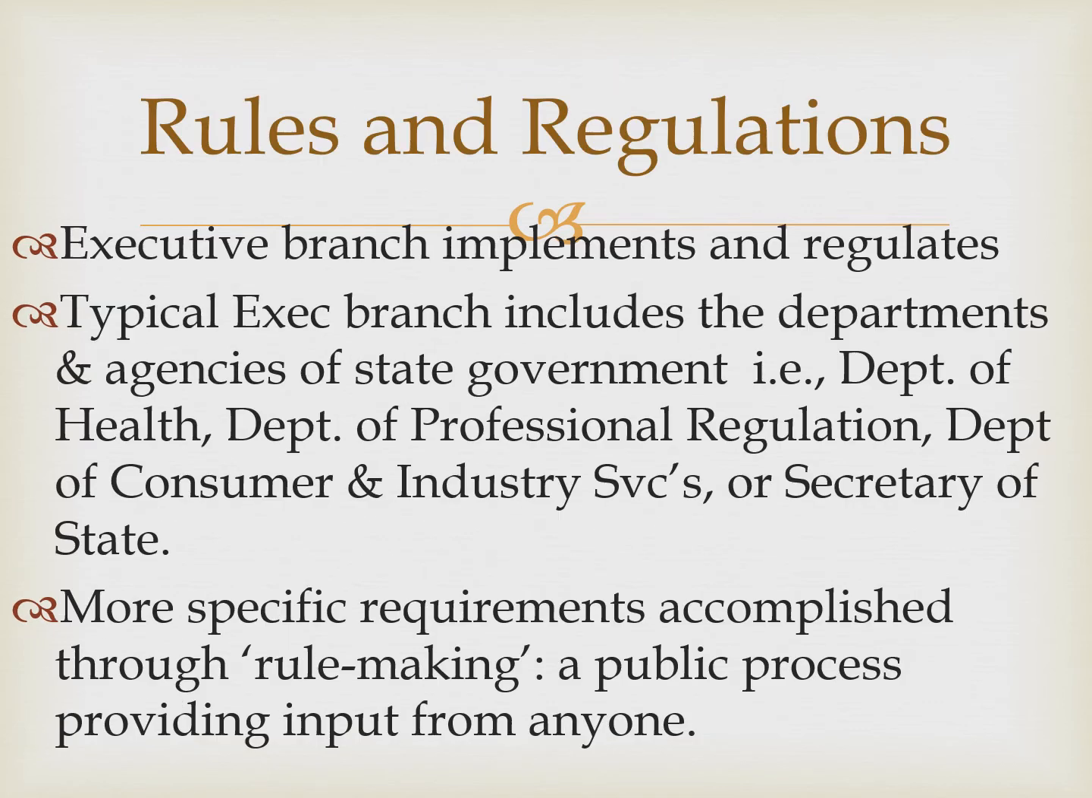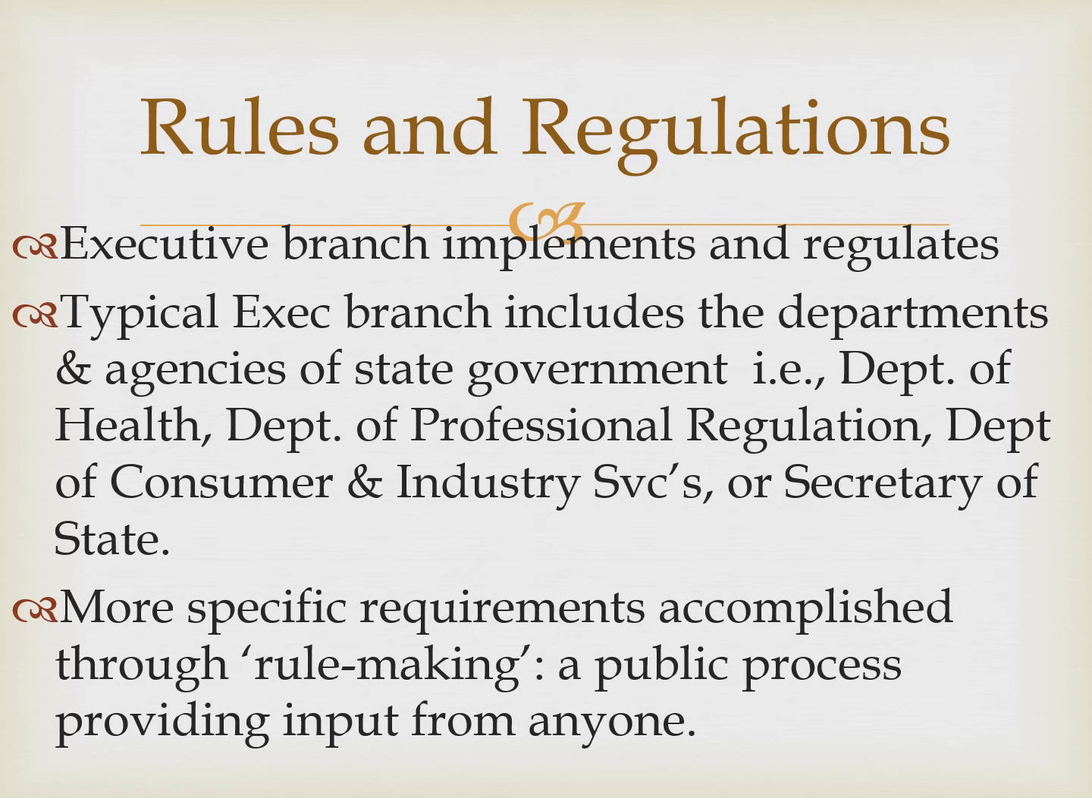So rules and regulation, the executive branch, as we said, implements and regulates these laws that were put together by the legislature. A typical executive branch includes the department and agency of state government, such as it might, in your particular state, these might be under the Department of Health. It could be Department of Professional Regulation, Department of Consumer and Industry Services, or Secretary of State. So it could be listed under any of those. Luckily, with the help of the internet and search bars, you can usually find the answer that you want, and then it will just show you what department or agency of the executive branch that it might be in that implements and regulates these.